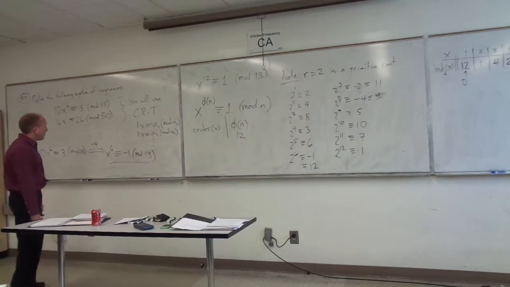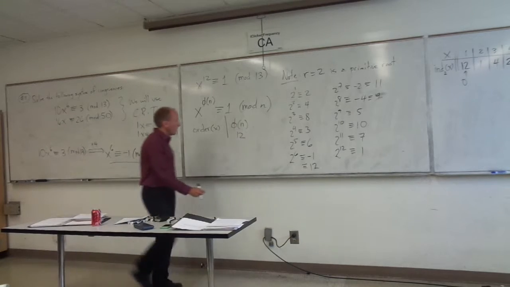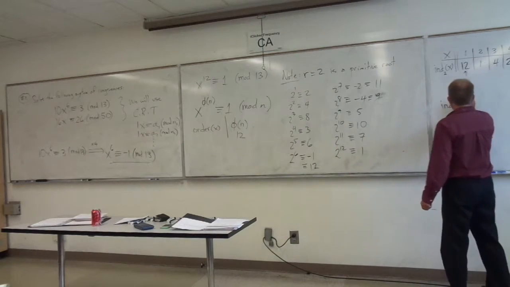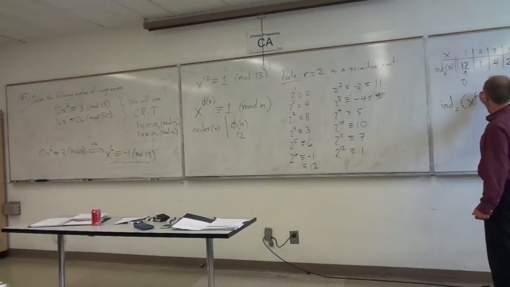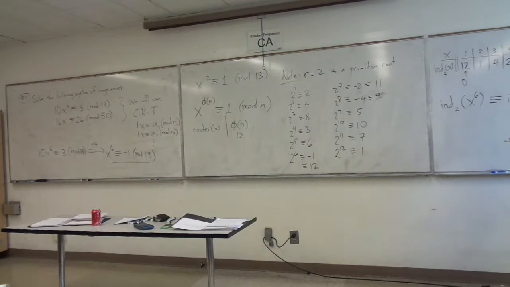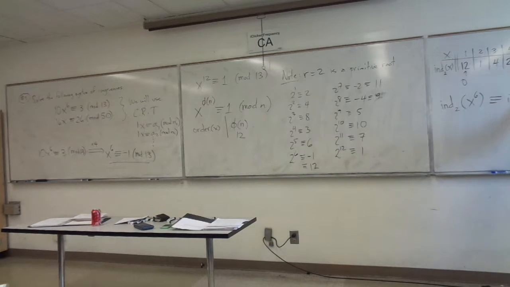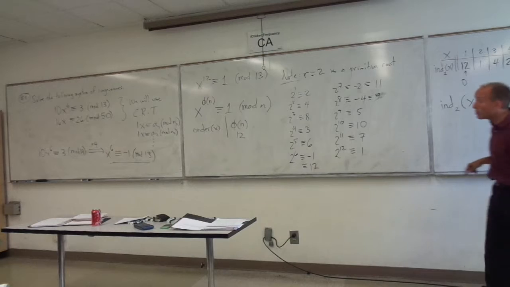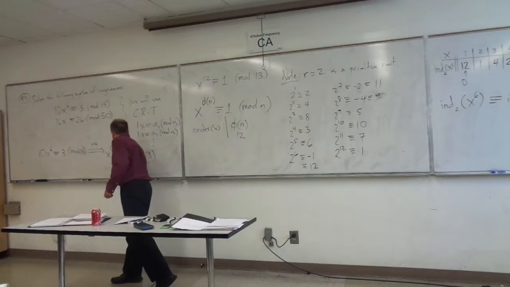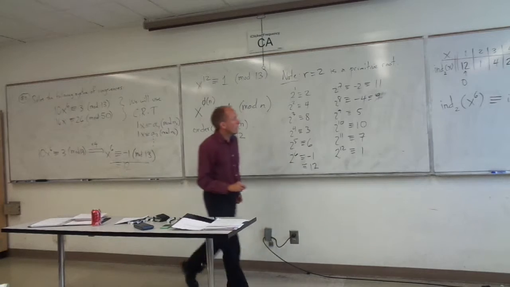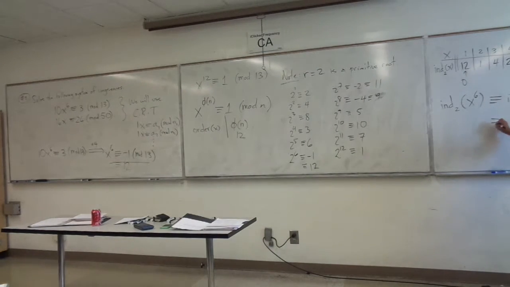Okay, so having done that, I can take the index of both sides of this. So the index relative to the primitive root 2 of x to the 6th is congruent to the index relative to the root 2 of negative 1, and this would be in mod 12. And negative 1 is, of course, the same as positive 12 in mod 13. So I can think of this as the index of 12, which is 6, right? So this is 6.